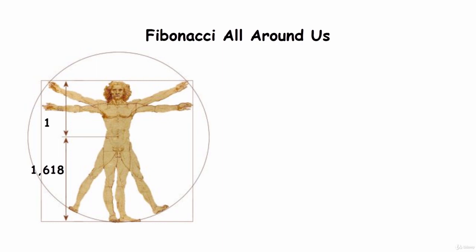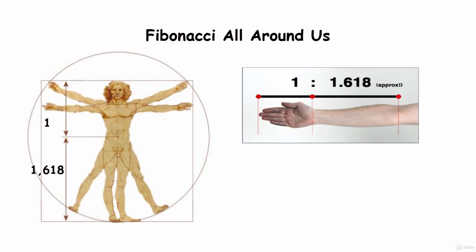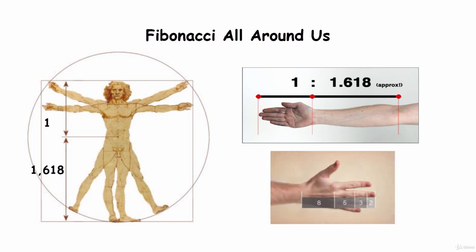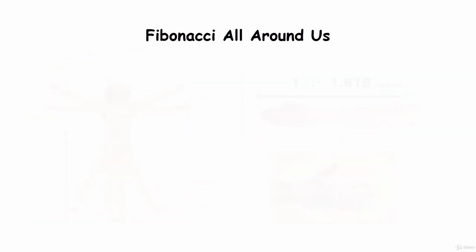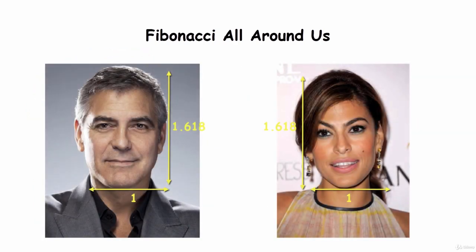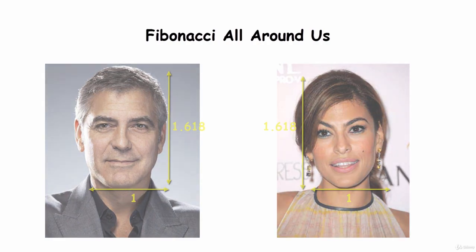The same proportion can be found in the human hand. The ratio from the tip of the fingers to the joint of the hand and from the joint of the hand to the elbow is 1 to 1.618. Fibonacci sequences are found in the proportion of bones in the human hand. The ratio of the length and width of the head in many good-looking people is 1 to 1.618.